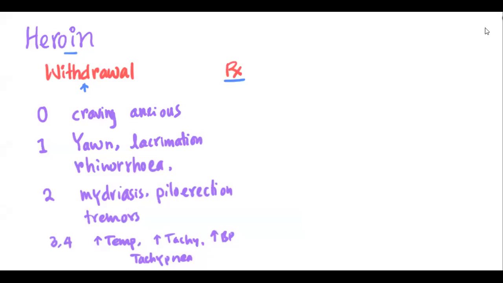Now we are talking about the treatment, how to treat a heroin withdrawal. Treatment usually begins if the patient has grade 2 signs such as mydriasis, piloerection, tremors. And the usual withdrawal program is with methadone. We use methadone starting with 10 milligrams orally. That is the usual medication for withdrawal.